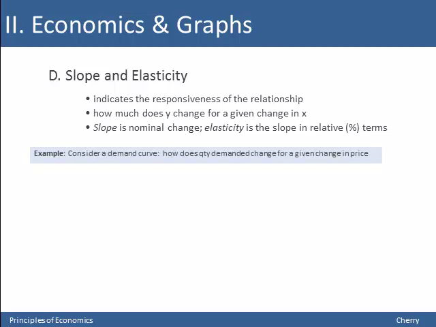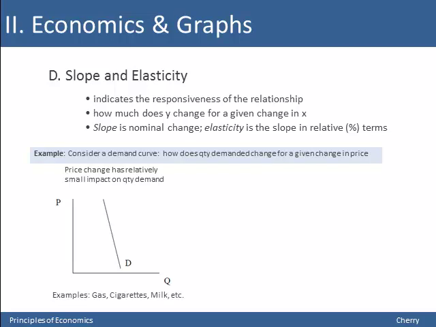So let's do a quick example here. Right? So we'll go back to the demand curve where your two variables are price and quantity demanded. So in one case, you might think that a price change has a relatively small impact on quantity demanded. You can think of some goods and services that have this quality. Those are the goods and services that you're more likely to buy regardless of whether the price goes up or not. So those are gas, cigarettes, milk, the things that are more necessary. So that demand curve is going to be relatively steep because for a given price change, you're going to have a relatively small change in quantity.